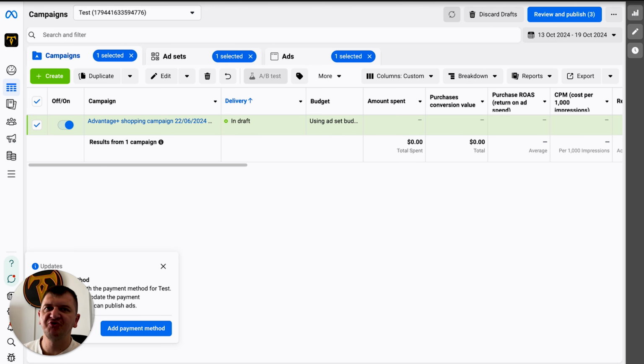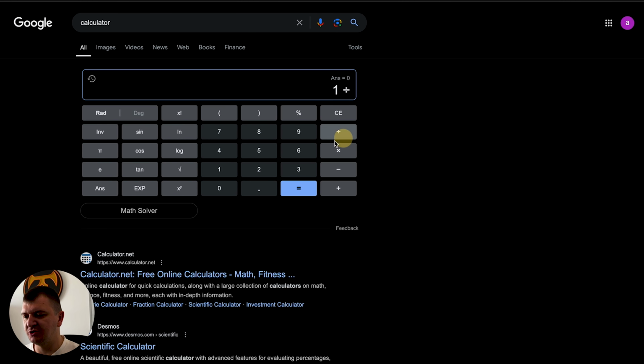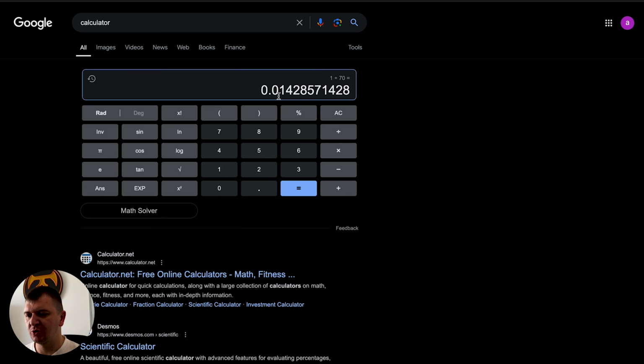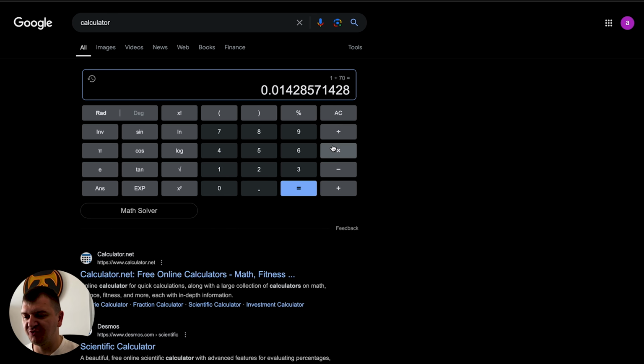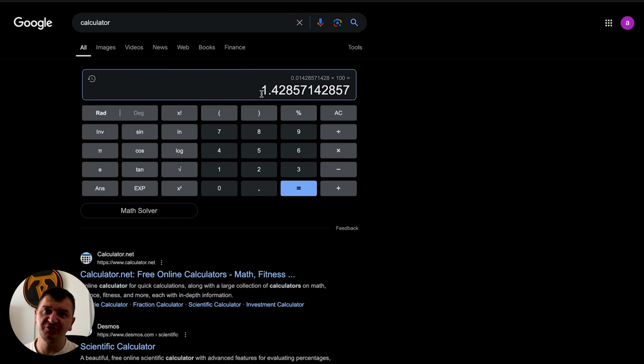And the way that you can find your break-even ROAS is by going to your calculator and dividing 1 by your profit margin. So let's say your profit margins are 70%, that equals 0.014, and then you're gonna multiply by 100. So if your profit margins are 70%, your break-even ROAS is 1.4, which is really good. And if your break-even ROAS is 1.4, please ensure your ROAS is at least 3 before you start scaling.